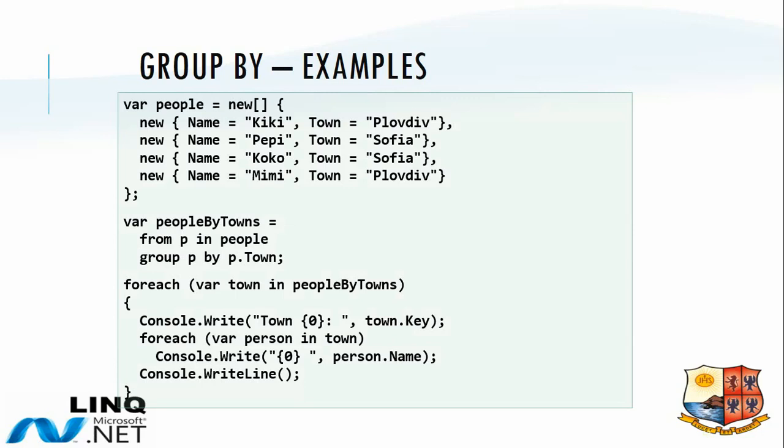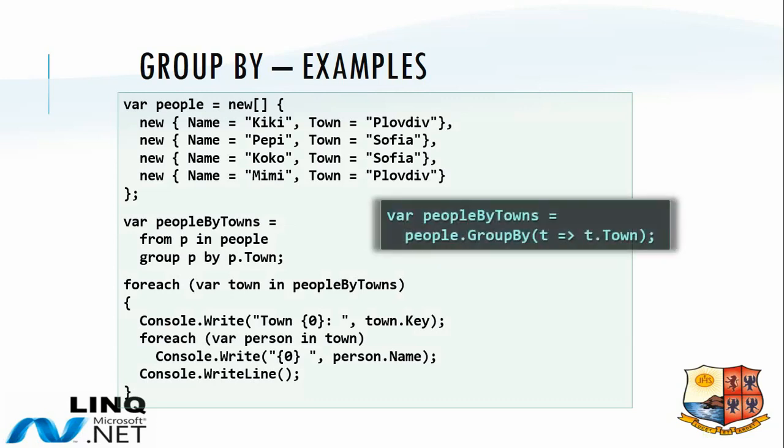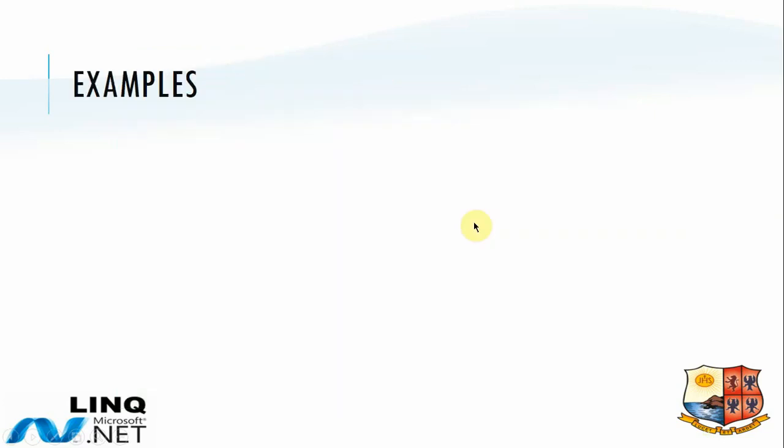And how do you print it here? We print with the key. The key here is the town name. Town name Sofia, you have 2 people. In the town name Plovdiv, you have 2 more people. That can be printed. You can try this. I'll show that in the next class also. The same thing if I write it in method syntax: people.GroupBy(t => t.Town). That's all. Same code written in method syntax.